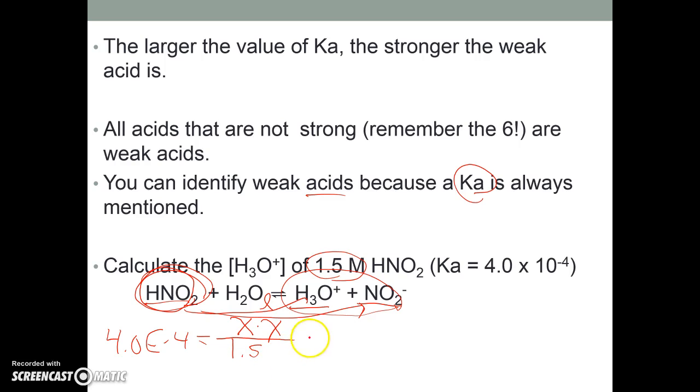You want to get 1.5 out of the denominator by multiplying both sides by 1.5. And then you'll take the square root of it. And when you do all that, you will end up with a concentration of 0.024 molar H3O+. And that's how you do it.